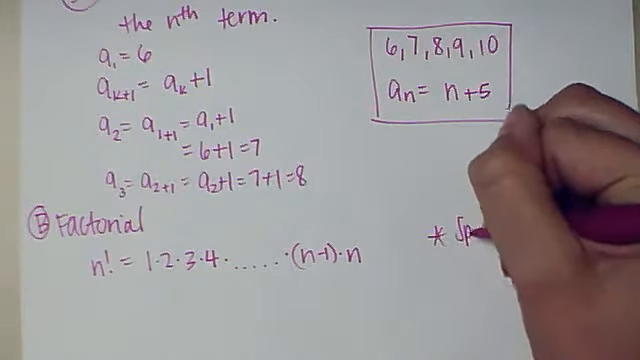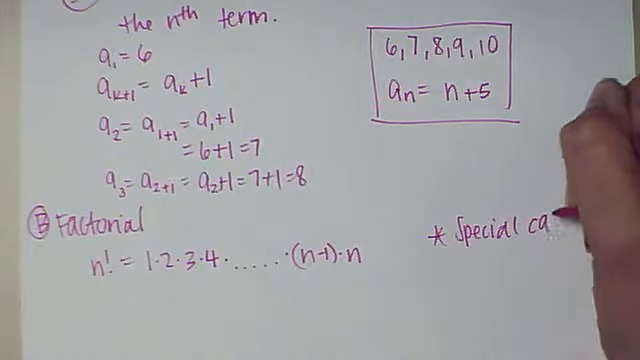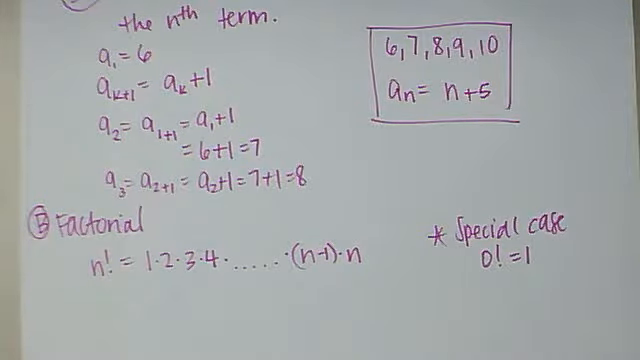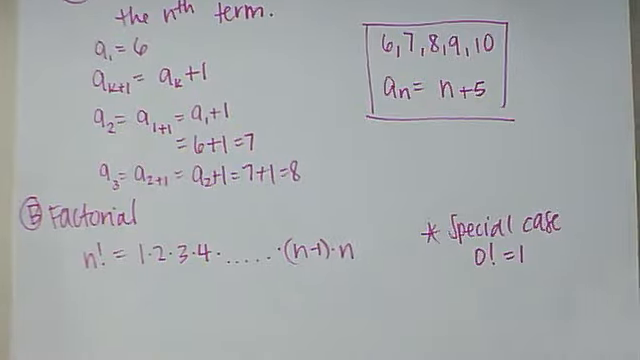There is a special case that we need to look at, and that is 0 factorial equals 1. That's just something you need to memorize. I'm not going to go into why that works, but that is the case.